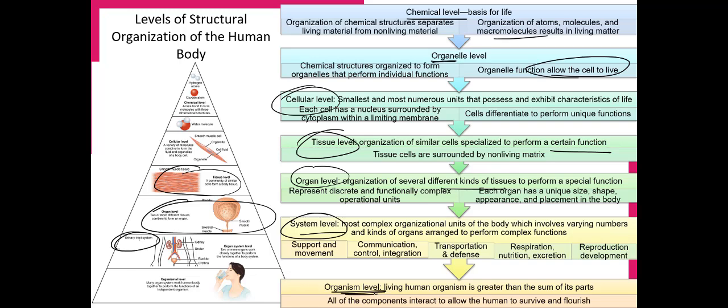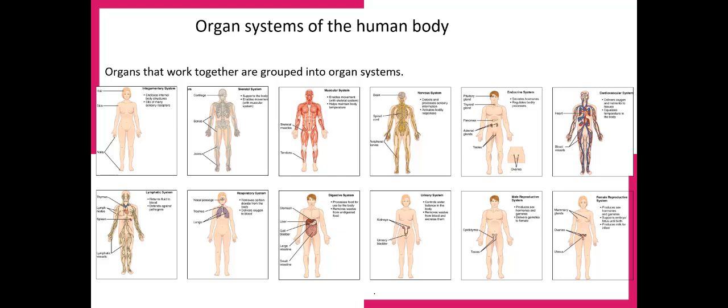If we go to the next slide, we can see all the different organ systems of the human body. And when you look at all these different systems, what you can appreciate is that we need all of them to function properly, right? So for this slide, you don't need to know all the 12 different organ systems.